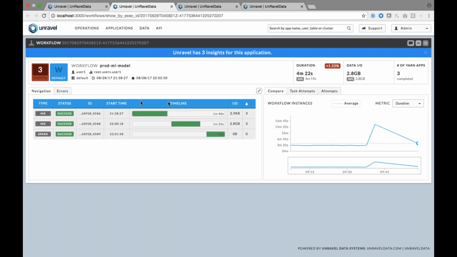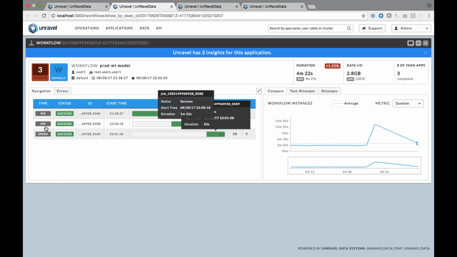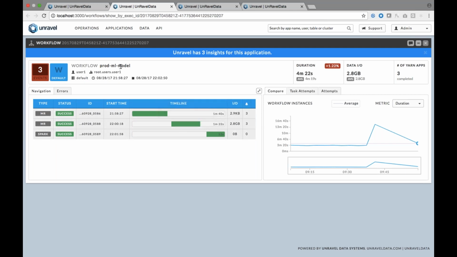Here is an application which consists of three components. There is a MapReduce component for data ingestion. There's a MapReduce component for cleaning up the data and doing some transformations on it. And then it runs a Spark application to produce a model. So this is the prod ML model pipeline, right?